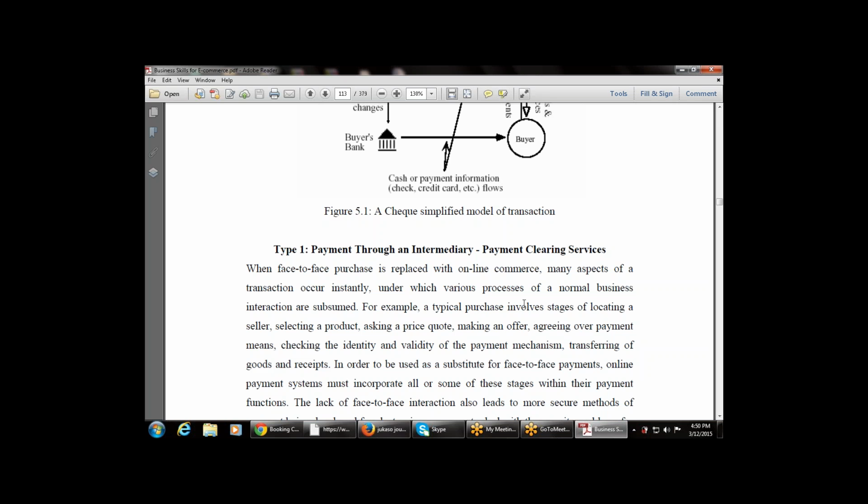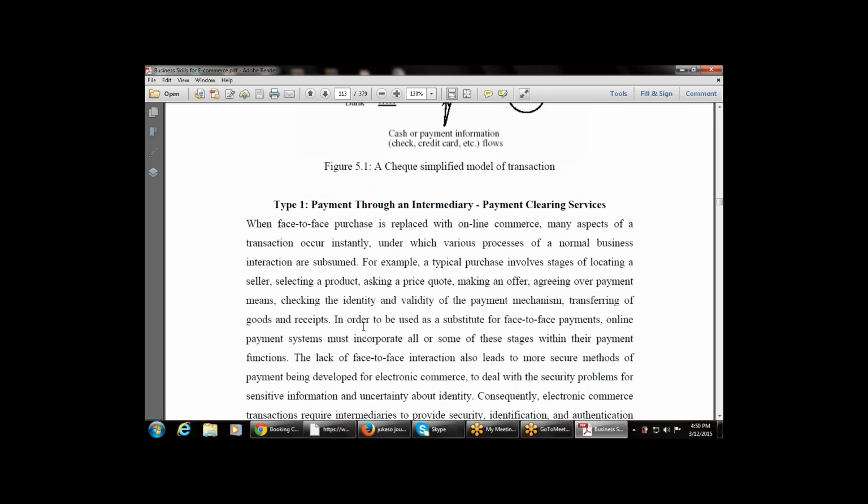For example, a typical purchase involves stages of locating a seller, selecting a product, asking for a price quote, making an offer, agreeing over payment, and checking the identity and validity of the payment mechanism. The price quote is the main part. That is a negotiation between the buyer and the seller: what is the price of the product or service? Then checking the identity and validity of the payment mechanism, transferring the goods, and there is a receipt.